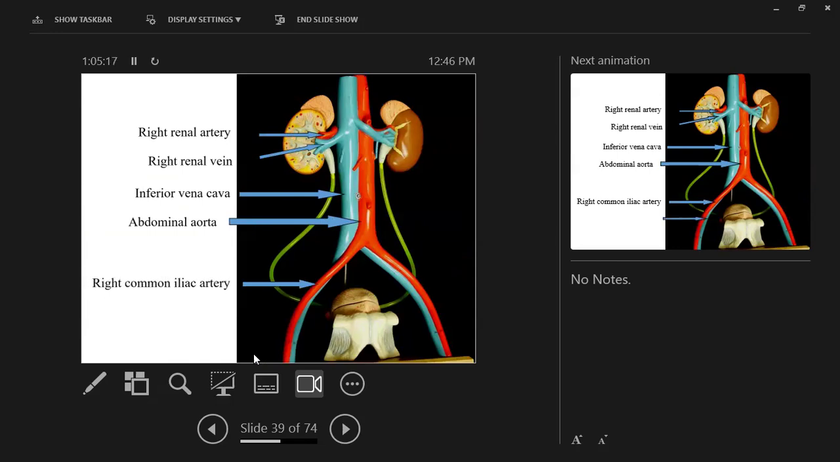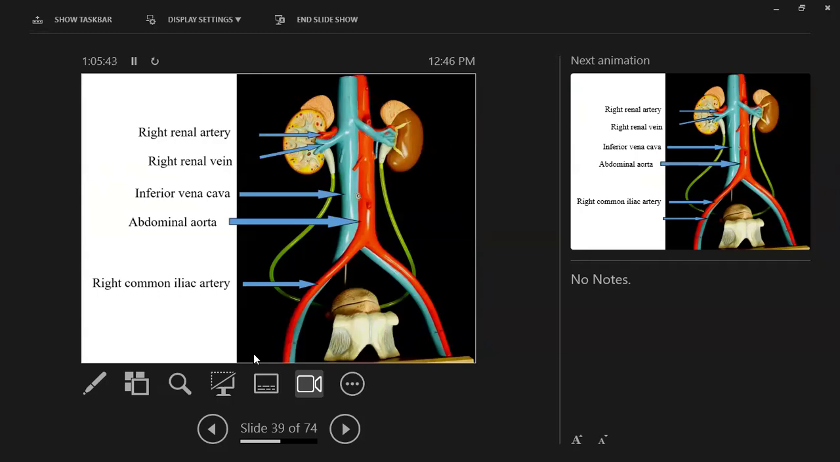This is known as the right common iliac. The abdominal aorta comes down here. This is right about the level of the inguinal region, right about here, maybe just below your belly button. And it splits into a right and left common iliac. So the right and left common iliacs are going to go down your legs.